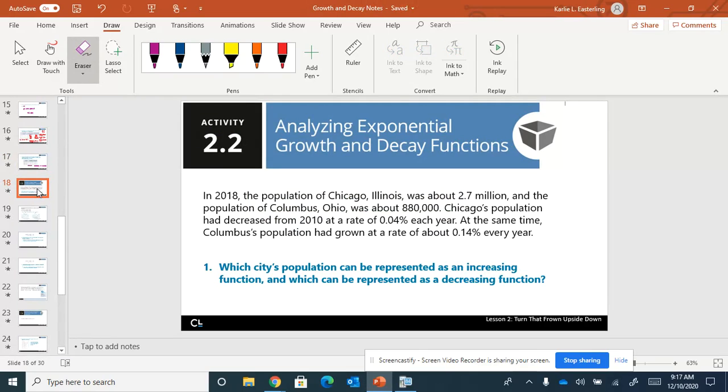All right, I think we're going to skip a page in here because there was a number 5 and a number 6 that we're going to skip over. And we're going to go ahead and get to 2.2. Analyzing exponential growth and decay functions.